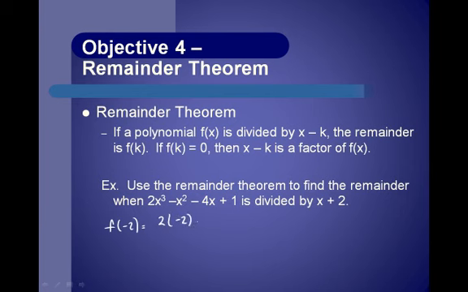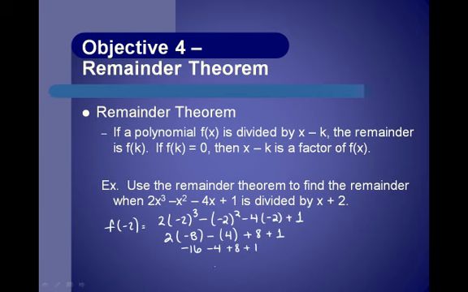So that would be 2 times negative 2 to the third minus negative 2 squared minus 4 times negative 2 plus 1. So that would be 2 times negative 8 minus negative 2 squared is 4 minus 4 times negative 2 would be a positive 8 plus 1. So we get negative 16 minus 4 plus 8 plus 1, which gives us negative 20 plus 8 plus 1, which is negative 12 plus 1. So our final remainder answer would be negative 11.